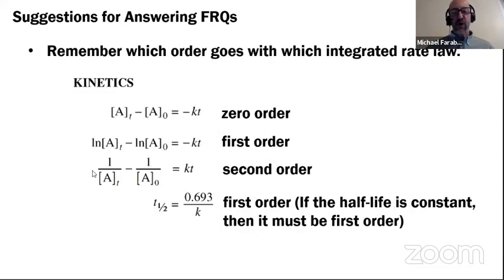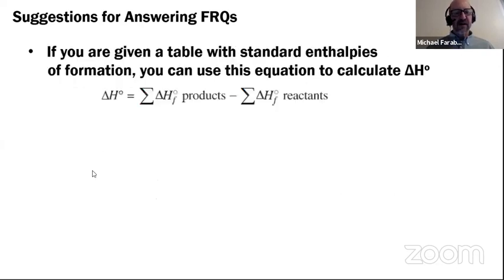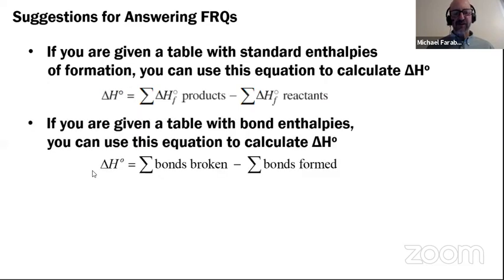Remember which order goes with which integrated rate law. So we have zero, first, and second, and that the half-life equation is for first order. If the half-life is constant, then it must be first order, and vice versa. If it's first order, then the half-life must be constant. I mentioned this earlier. If you are given a table with standard enthalpies of formation, you can go products minus reactants. But if you are given a table with bond enthalpies, it's bonds broken minus bonds formed.